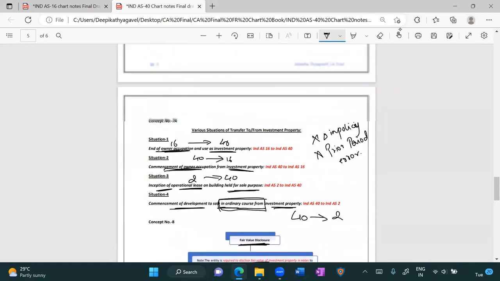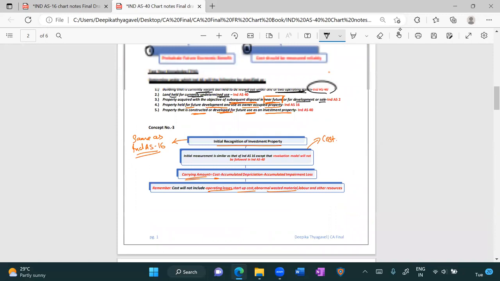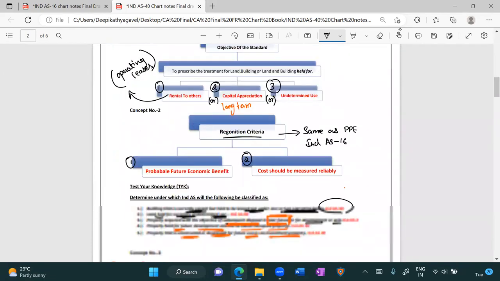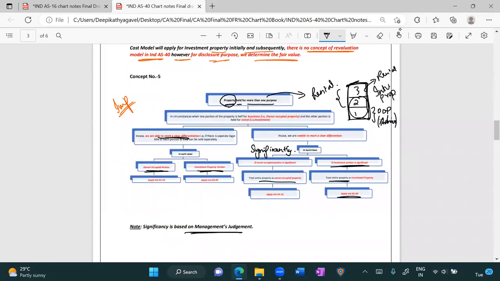So these were all the important concepts that are there in Ind AS 40 Investment Property, right? The concepts of depreciation, initial recognition, and subsequent recognition that I've already discussed are similar to those of Ind AS 16. One important concept in this chapter is property that is held for more than one purpose, concept number 5, if I'm not wrong, which is significant in this standard. But these were all the concepts that you need to know.